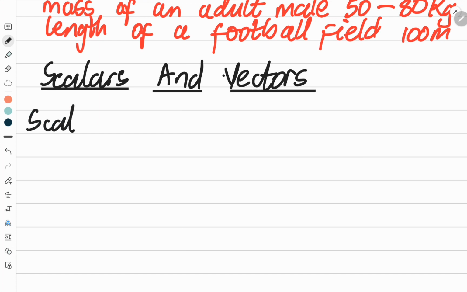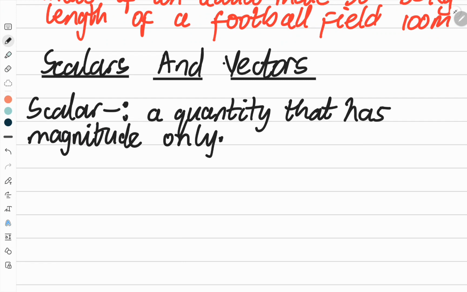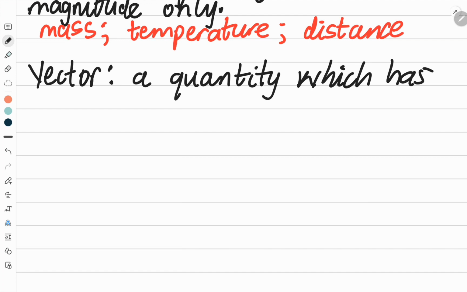Then we take a look at scalars and vectors. What's a scalar? It's a quantity that has magnitude only. It only shows the size. What examples do we have? We have mass, temperature, and distance. There's no direction involved in scalar quantities.